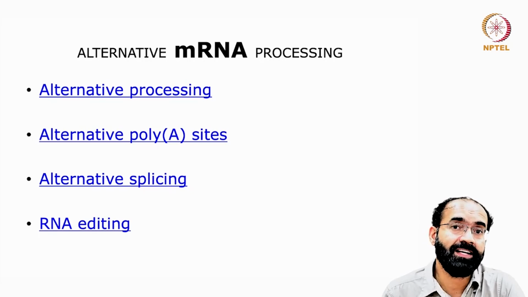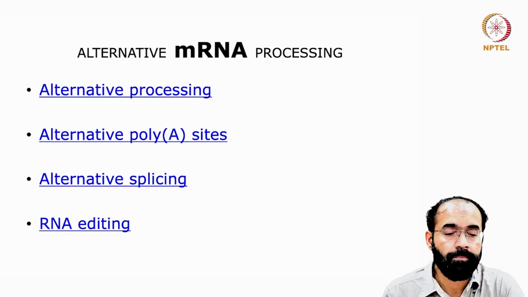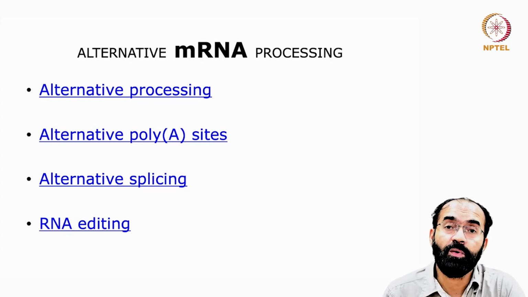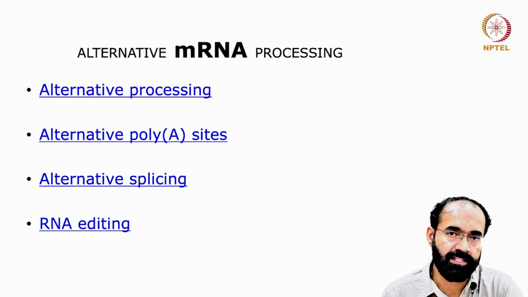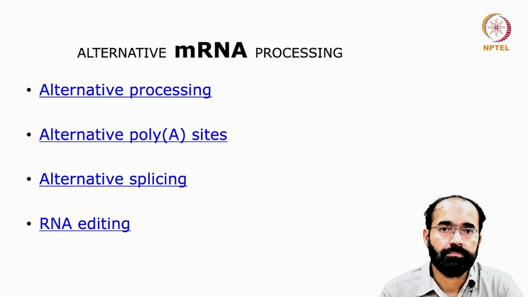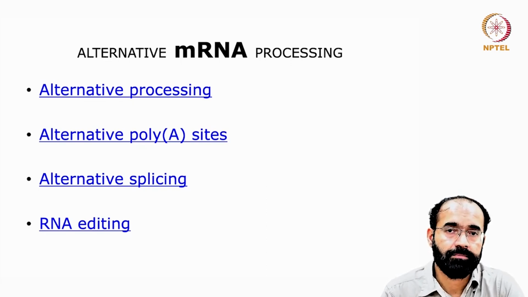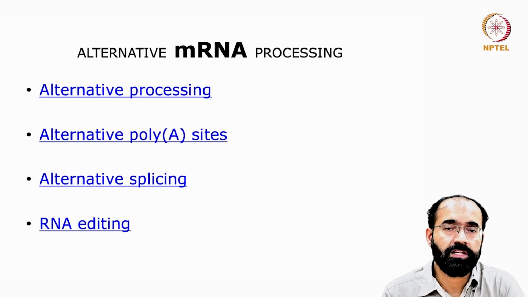There are 4 different ways of alternative RNA processing. One is alternative processing, another is alternative polyA site, another is alternative splicing, and then RNA editing. So these are all the ways in which, from one source, say I have only one gene, how can I make diversity? Just like if you have just atta and rice, 2 carbohydrates. If you are not smart, you will make only chapati and cook the rice. But if you are smart, you will come up with multiple dishes.